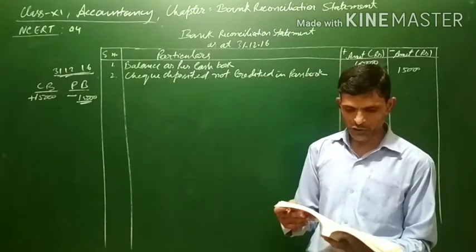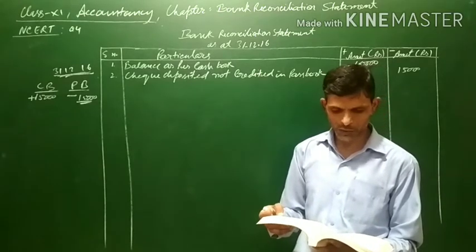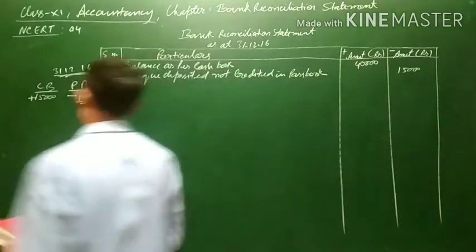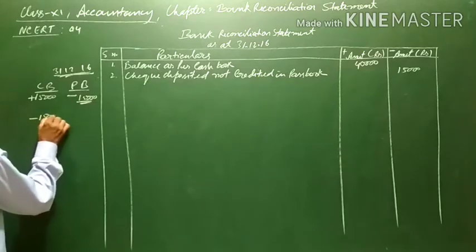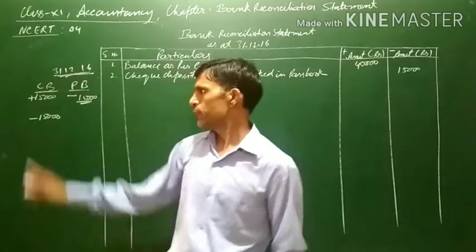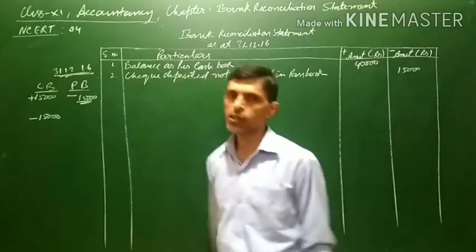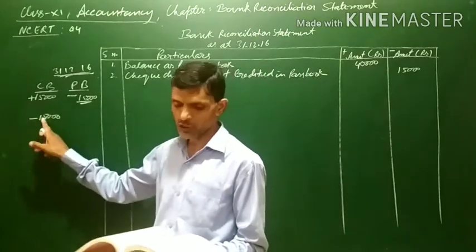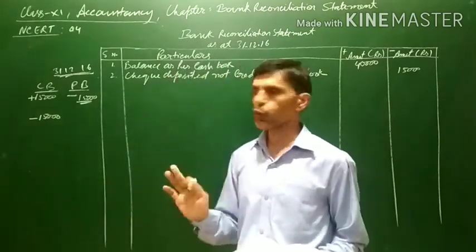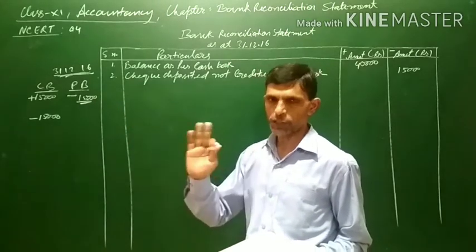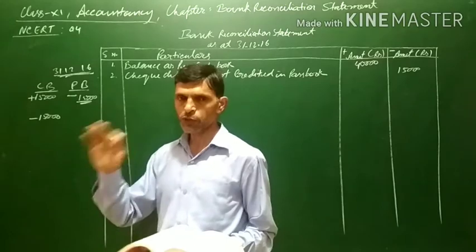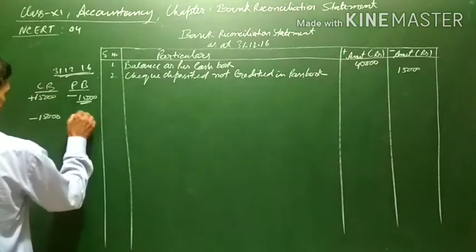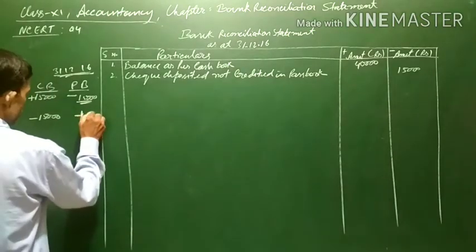After that, 2 checks of 7,000 and 8,000 issued on 28 December were not presented for payment. Now, 2 checks of 7,000 and 8,000 were issued. If checks are issued, it is shown as a deduction from the cash book. So these 2 checks, 7,000 plus 8,000, total 15,000, were shown in the cash book as payment, meaning our bank balance will show less. But they were not presented for payment, which means in the passbook an additional 15,000 will be reflected.